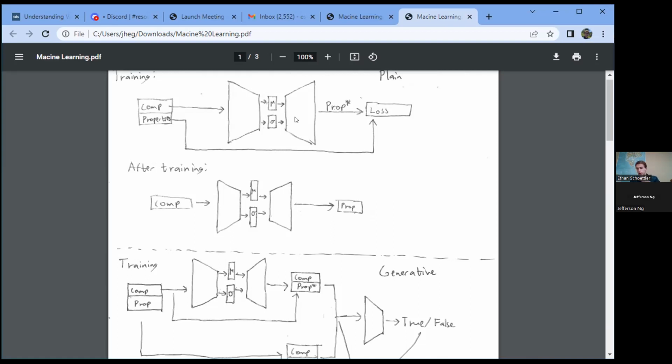What exactly are you saying? Because aren't you saying in this diagram that you're just feeding the composition, the concentration of each metal, directly into the latent space? How are you going to encode the information of how the properties relate to the composition and concentration?